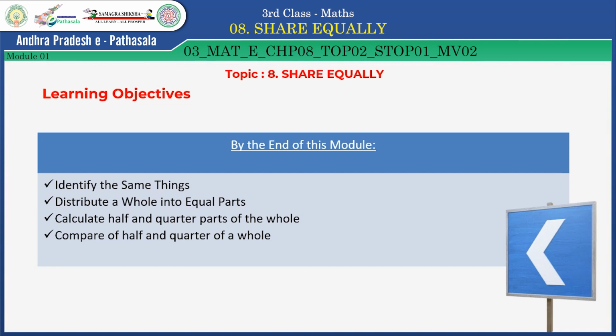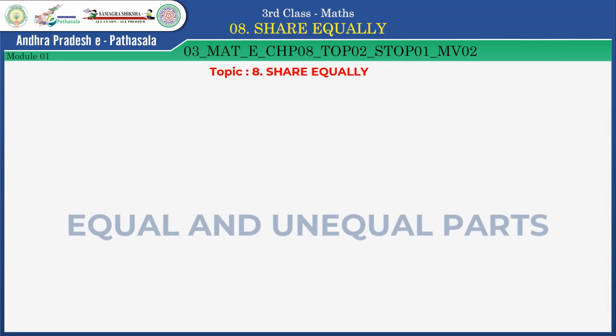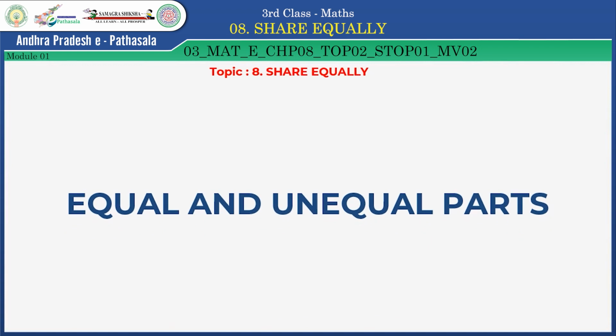Learning objectives. By the end of this module, you will identify the same things, distribute a whole into equal parts, calculate half and quarter parts of the whole, and compare half and quarter of a whole. Our first topic in this module is equal and unequal parts. In this topic, we discuss what is equal, what is unequal, and what is the difference between equal and unequal.